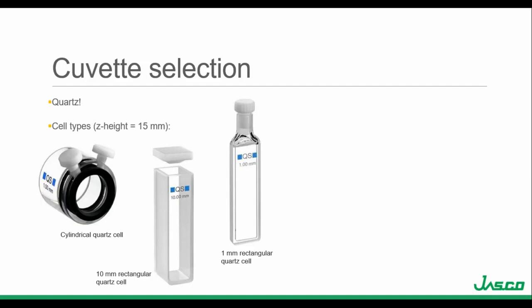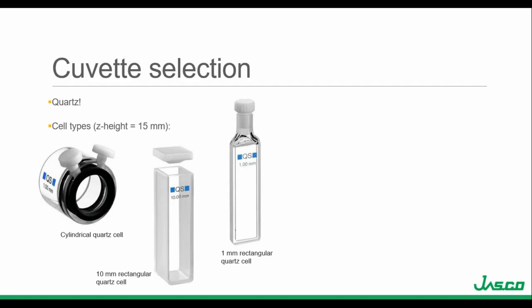Aside from the path length selection, the cuvette or the cell material and volume are also important parameters to consider when performing circular dichroism experiments. So quartz cuvettes are necessary for CD measurements due to their transparency in the far UV and because they typically have little to no birefringence, which can lead to artifacts in the spectrum.